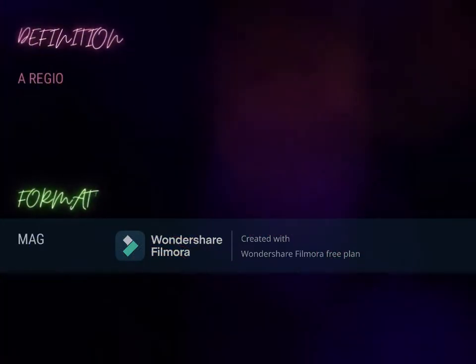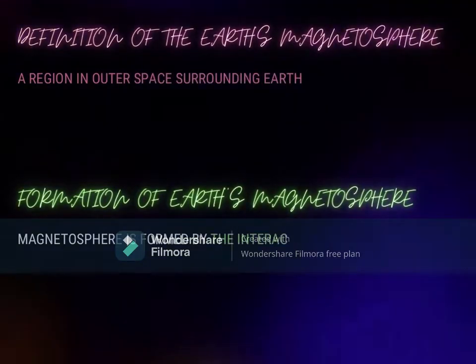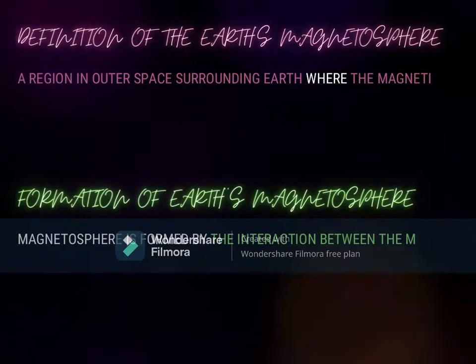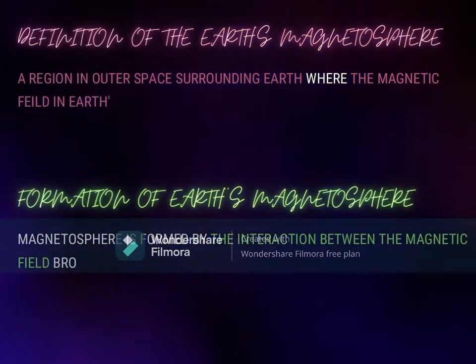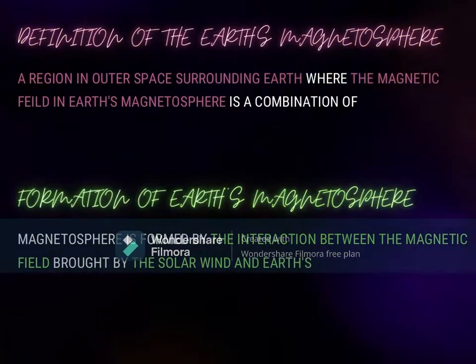Definition of Earth's magnetosphere. Earth's magnetosphere is defined as a region in outer space surrounding Earth, where the magnetic field in Earth's magnetosphere is a combination of Earth's magnetic field as the prime magnetic field, and the magnetic field in the region of outer space.